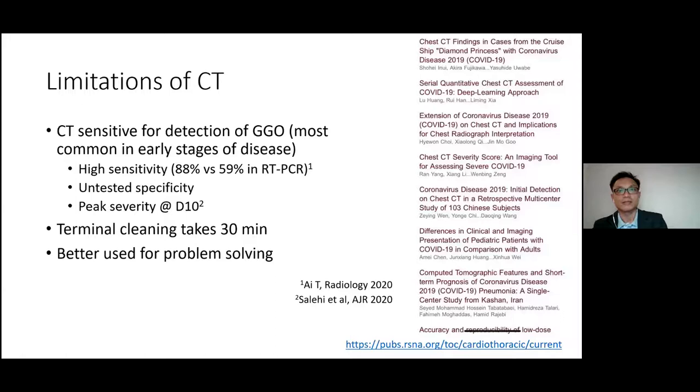However, imaging, and in particular even CT, has untested specificity, as I've shown in the earlier cases, and is logistically challenging to be performed in every patient, given that terminal cleaning after each case can take 30 minutes. And it's probably better used for problem solving. I shall elaborate later on the clinical value of chest X-ray.